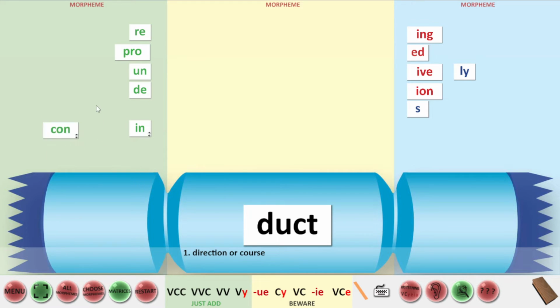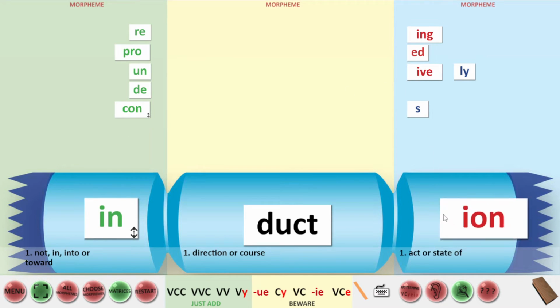Okay, let's change our prefix over into induct and let's bring down our suffix ion, which means an act or state of. Now, if you've ever been part of a group like Scouts or you've been a student representative council member, you may have had an induction ceremony. And that's a special ceremony we have where our direction into something, into a new group or into a new committee is celebrated.